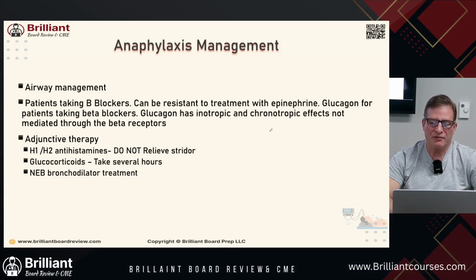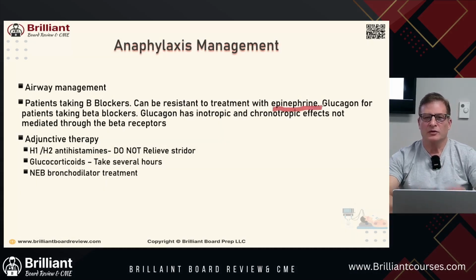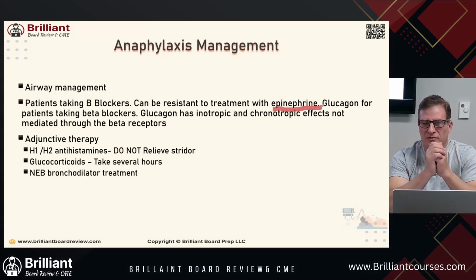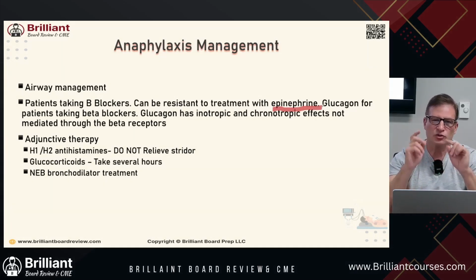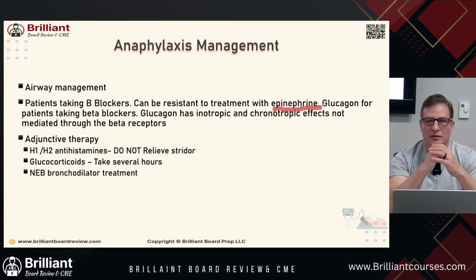Why is epinephrine so important? Okay, well, I can give you an example. Epinephrine decreases the permeability of the vessels. It's also going to give the inotropic and chronotropic effects. This is the true treatment for anaphylaxis. And I'll tell you about an example.